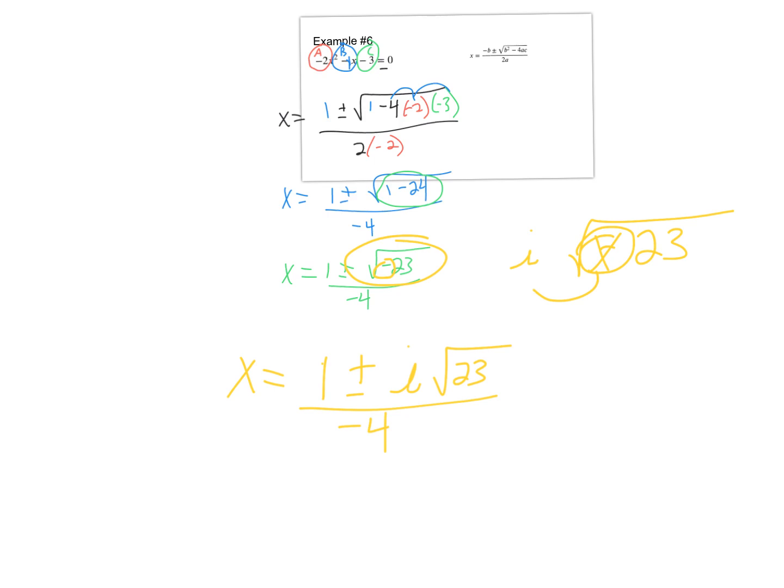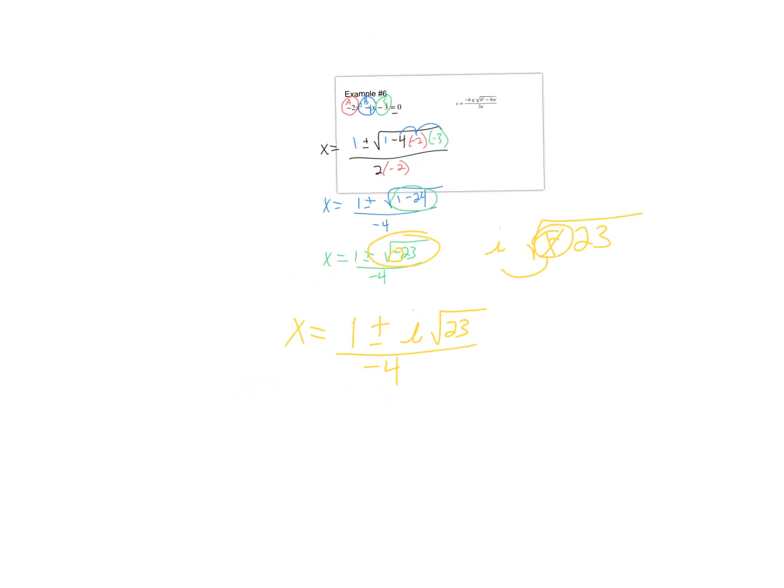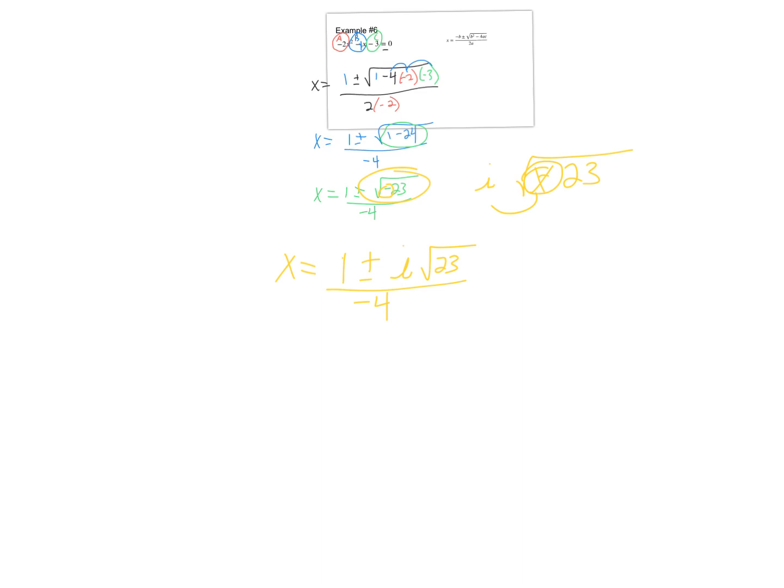Okay, now here again, we try to reduce and pull things apart. Now again, depending on your teacher, this is where it can get really dicey, because some teachers will say you've got to pull this apart. So you'd say x is equal to 1 over negative 4 plus or minus i radical 23, not negative 23, all divided by negative 4.